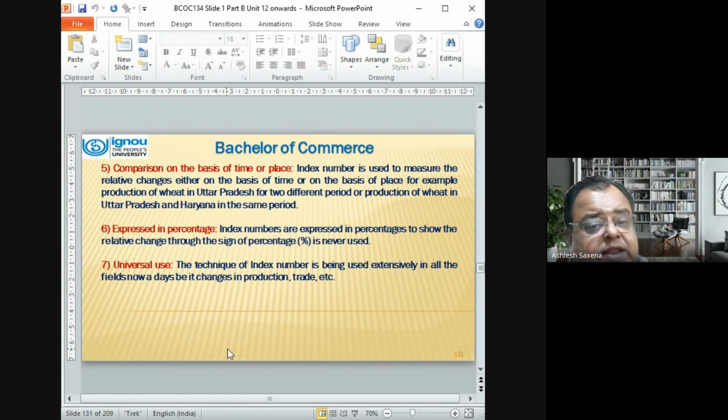Universal use. The technique of index numbers is being used extensively in all the fields nowadays, be it changes in production, trade, etc.